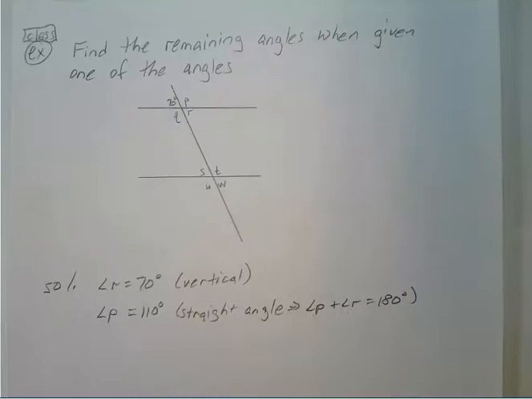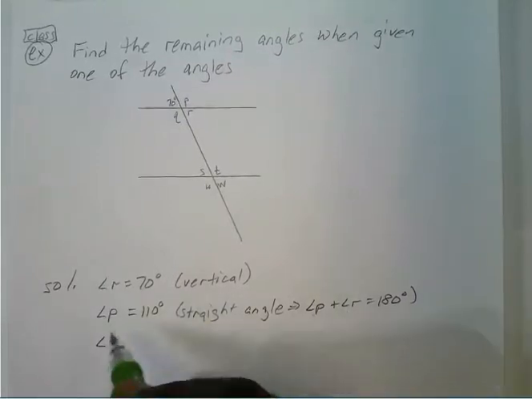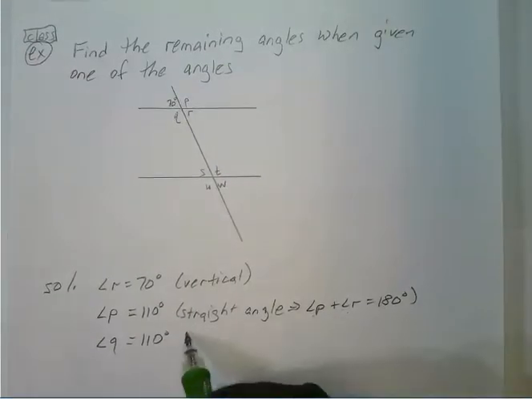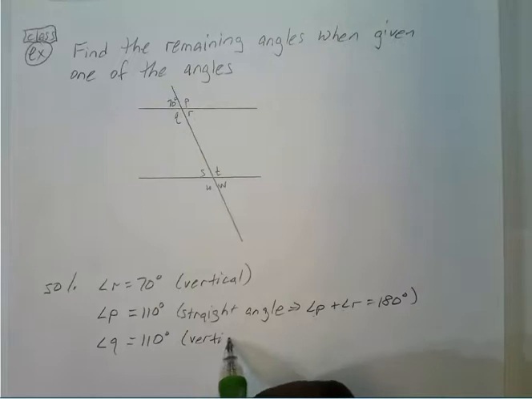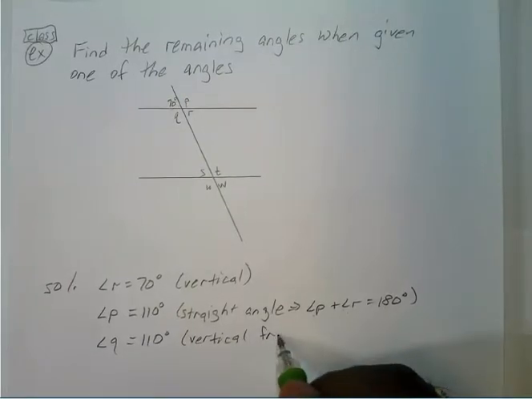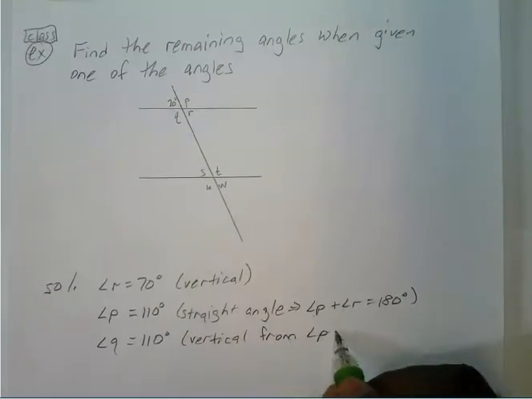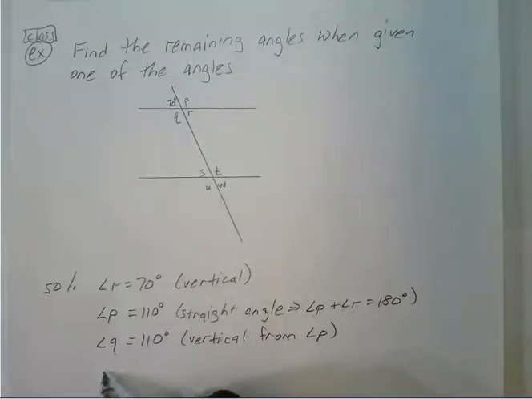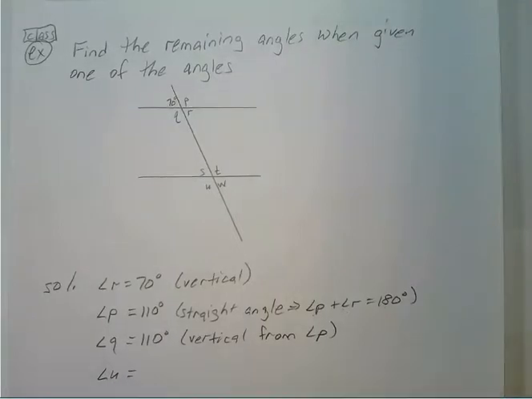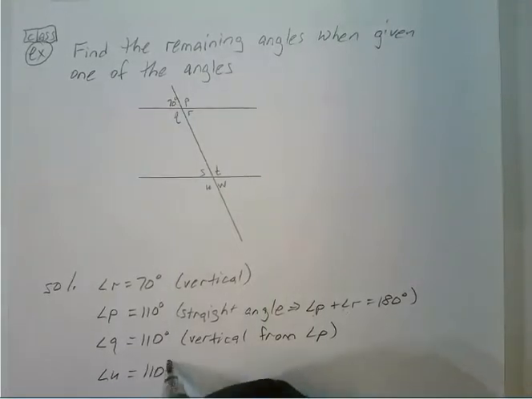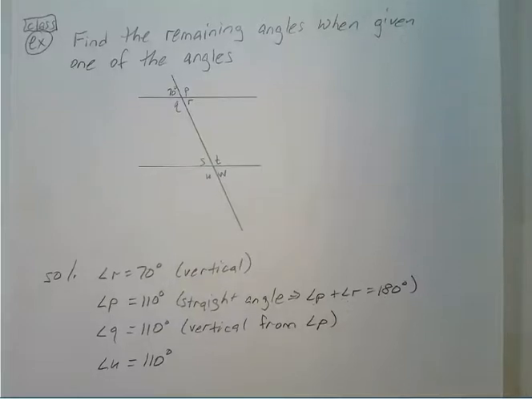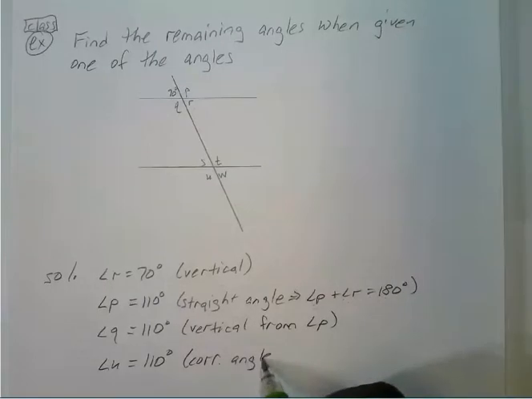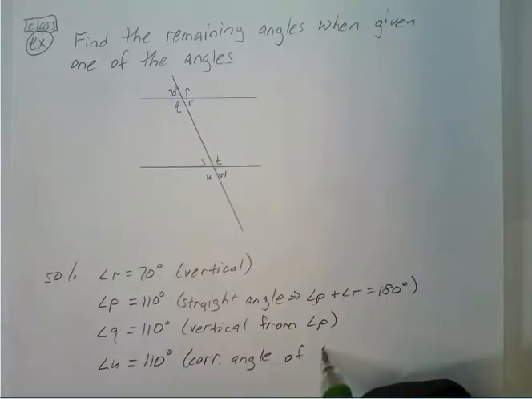Okay, so what about angle Q? Okay, we know angle Q is equal to 110 degrees. Why? Because it's vertical from angle P. Okay, what about angle U? Okay, we know that angle U is 110 degrees. How do we know that? Because it's a corresponding angle of angle Q.